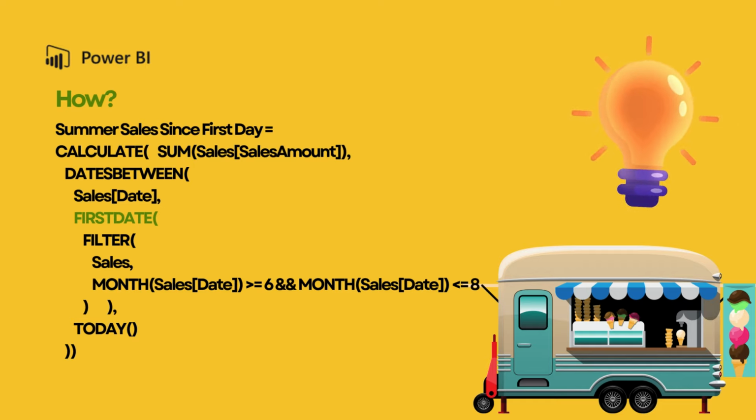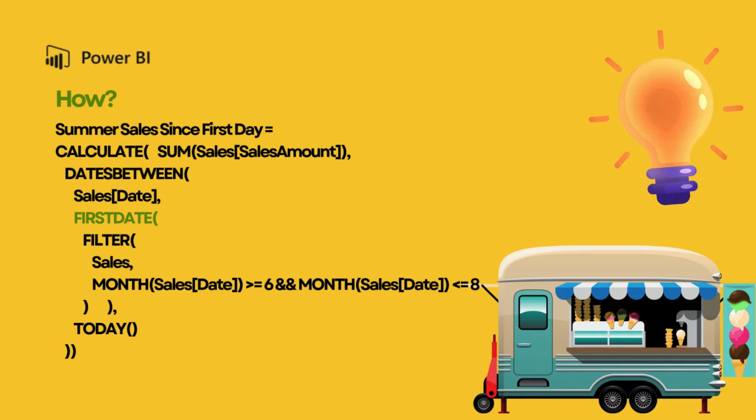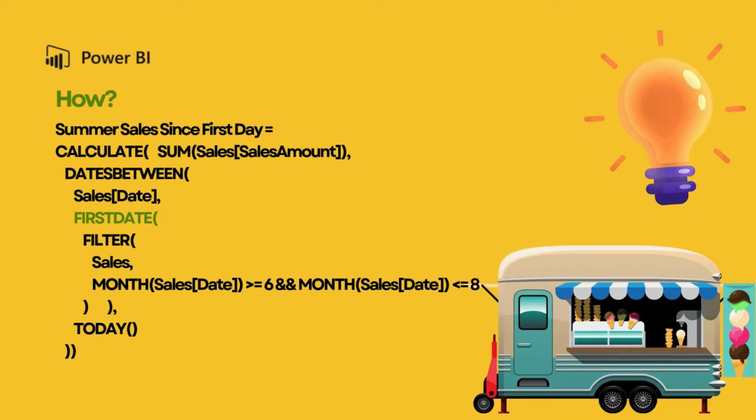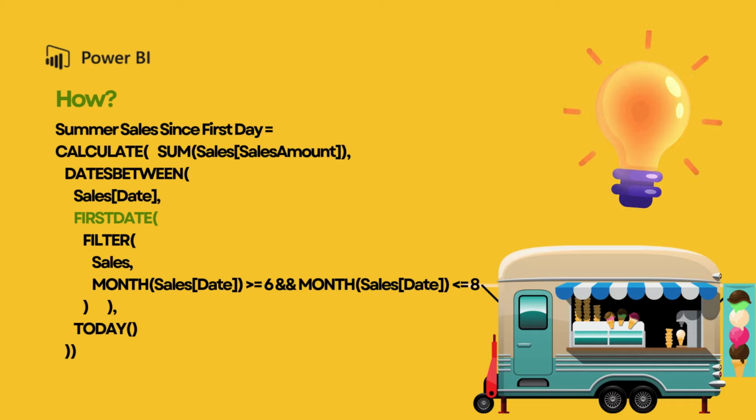And we use the TODAY function, because it returns the current date. Overall, the functionality of this measure calculates the total sales amount for the summer months and dynamically adjusts to always reflect summer sales up to today's date.